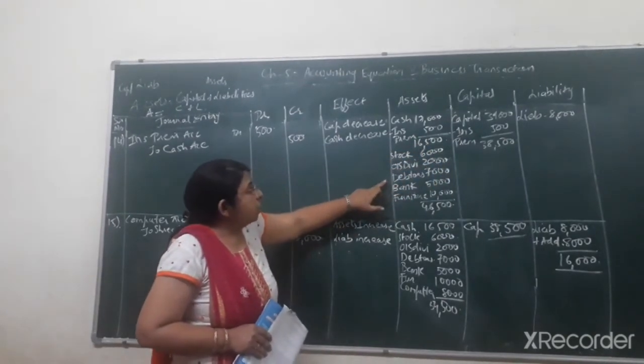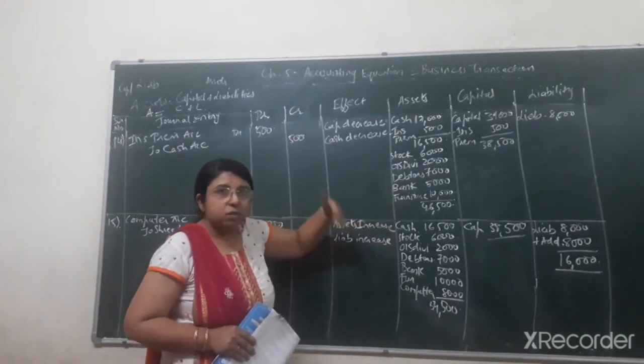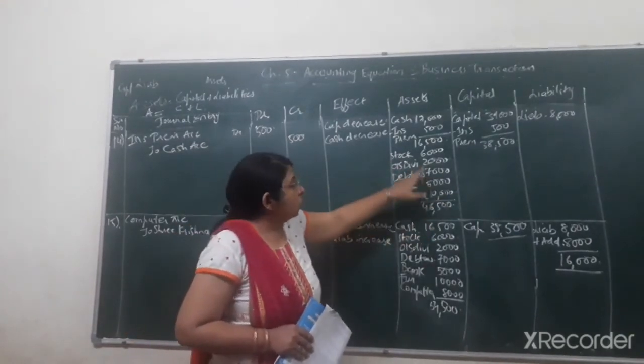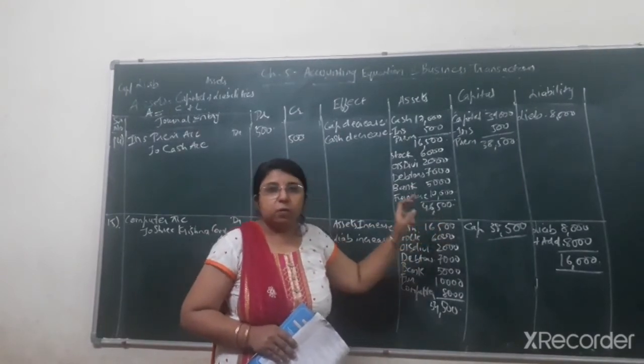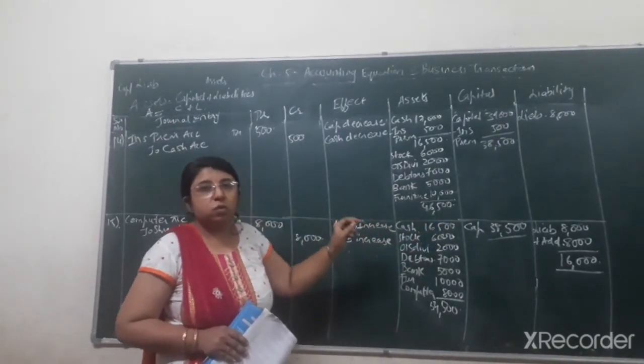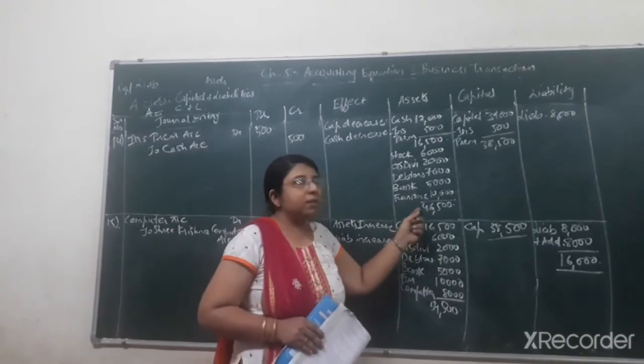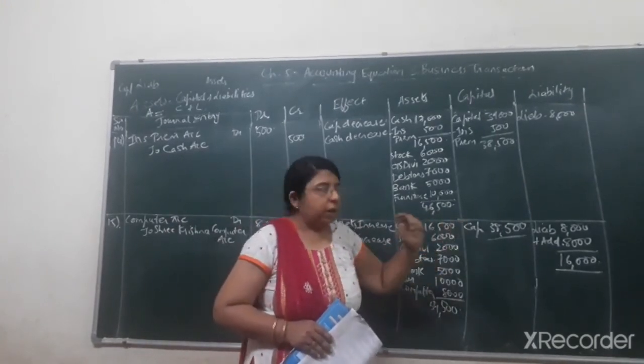Stock, outstanding dividend, interest, bank, and furniture are as they were from the previous transaction. So now the new balance of the assets will come to 46,500. Previously it was 47,000. Now it is reduced by 500. So the new balance came to 46,500.